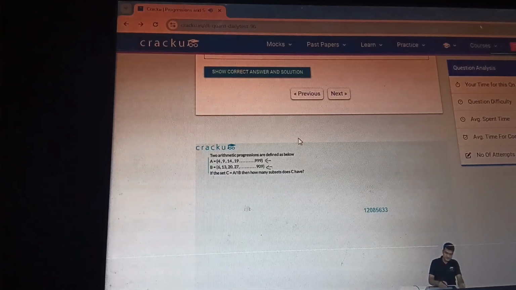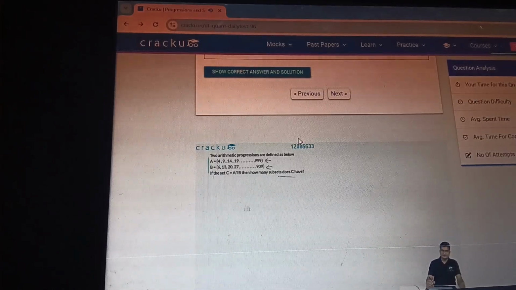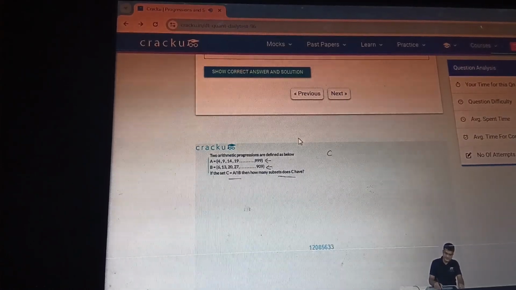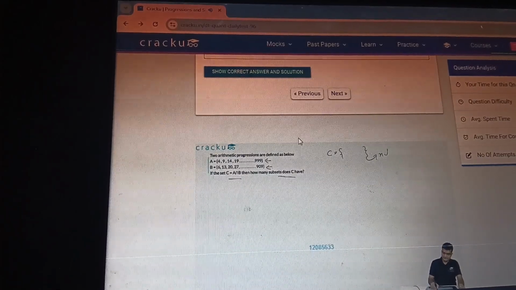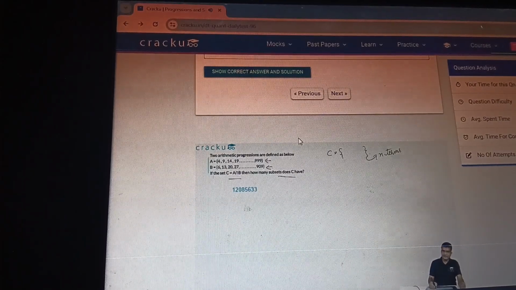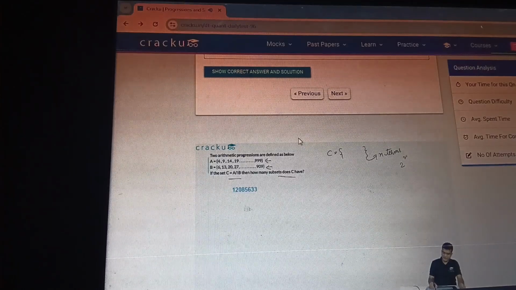We are required to find out the number of subsets of C, where C contains all the elements which are common to A and B. Before we find out the number of subsets that C has, let us first calculate the number of terms in C. Because if say C has n terms, then the number of subsets of C will be equal to 2 to the power n.